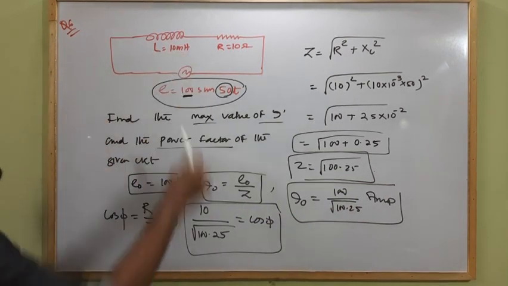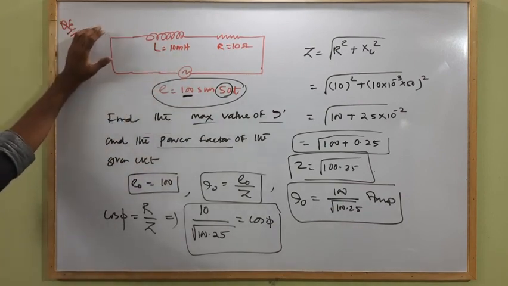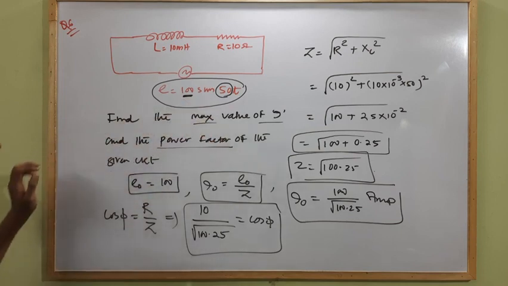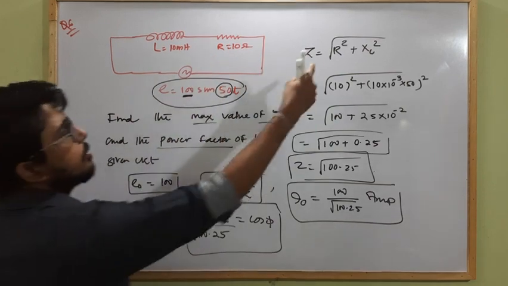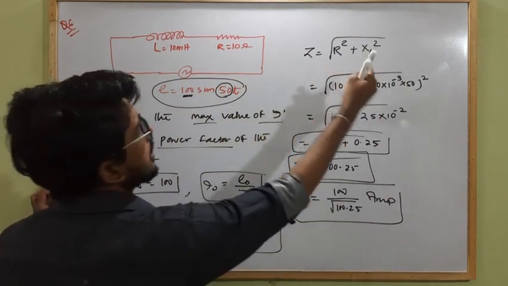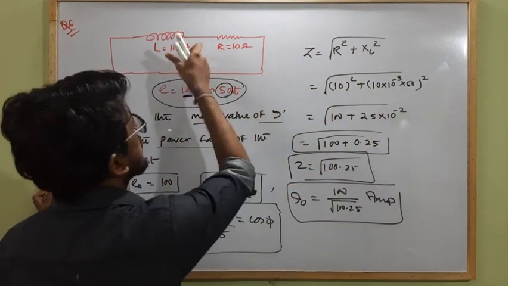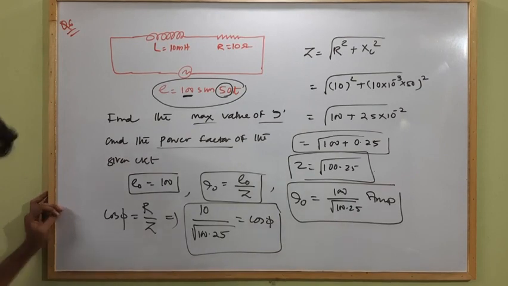Clear? So this is how we can calculate the power factor and the maximum value of the current in the given LR circuit. The maximum value will be the peak value of the EMF, that is 100, divided by the net opposition, which is the impedance of the LR circuit, that is root of R square plus XL square. What is XL? XL equal to omega into L. So omega is 50, L is given 10 millihenry, so you can write like this. Clear?